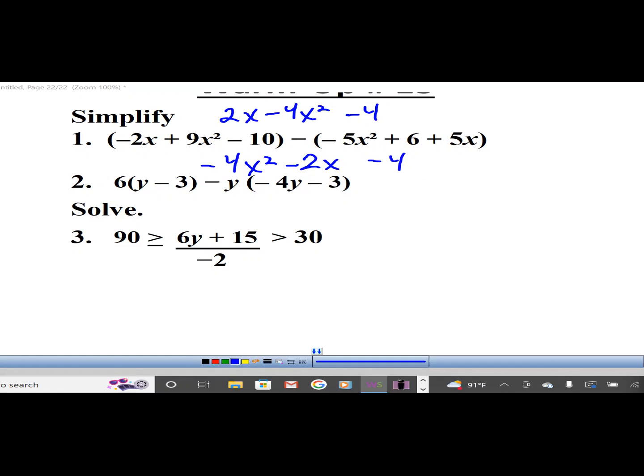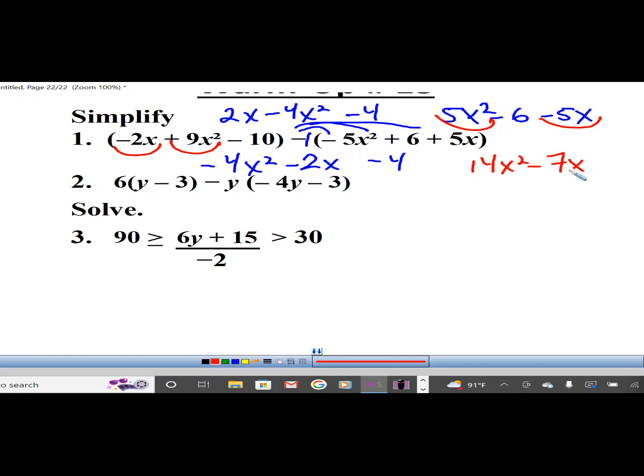All right, so let me find out what happened here. The first thing you should have done is distribute this negative. That leaves us with 5x squared minus 6 minus 5x. Next, combine. What is 9x squared and 5x squared? That is 14x squared. What is negative 2x and negative 5x? That's negative 7x. And last but not least, negative 10 and negative 6. That's negative 16. Hands up if you got that one. Okay, not bad. Don't forget to distribute those negatives, please.